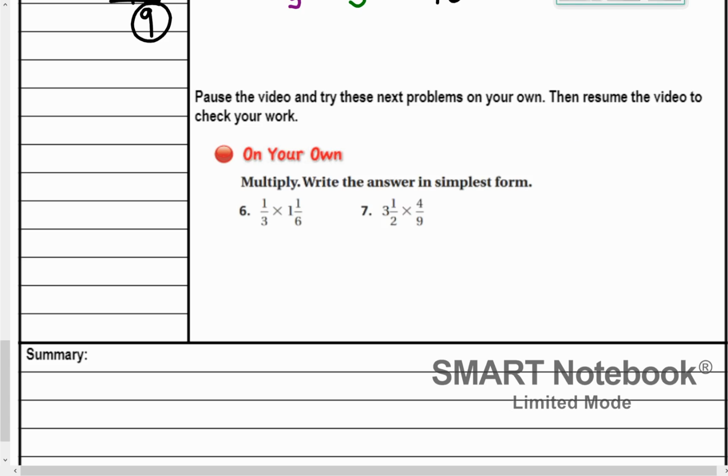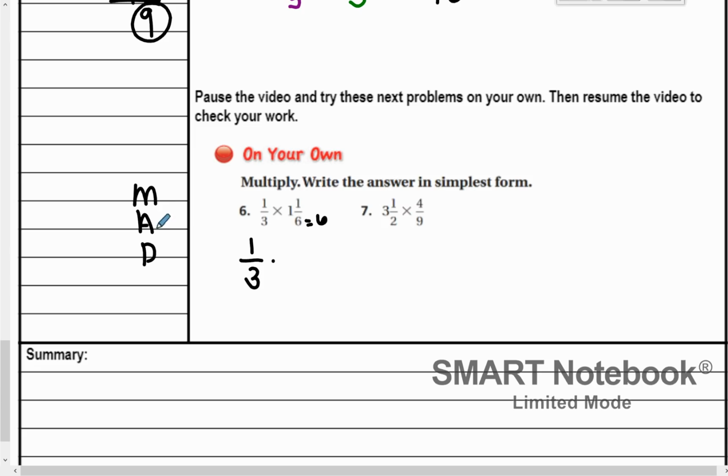All right, so for this first one, we have a fraction and a mixed number. I don't have to do anything with the 1/3. I can keep 1/3 the same. I'm going to replace that x with a dot because we don't like to use those x's. Then I need to make this mixed number improper. So I follow my MAD. I multiply my whole number and my denominator. 1 times 6, that's 6.